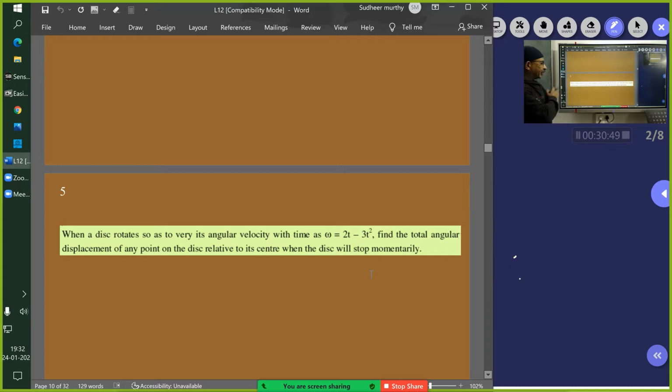So omega is given, and omega, as you see now, is a function of time. That means omega is changing. That means there is angular acceleration. And find the total angular displacement of the disc relative to its center when the disc will stop momentarily. So here is a situation.